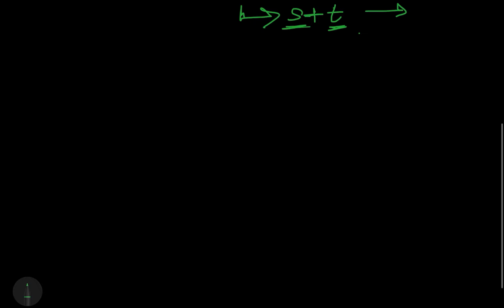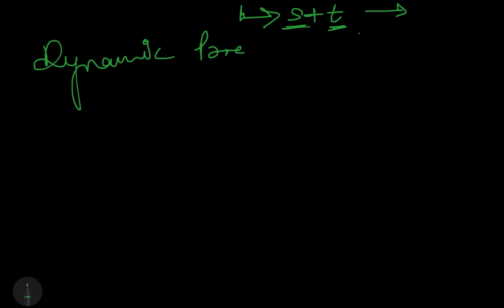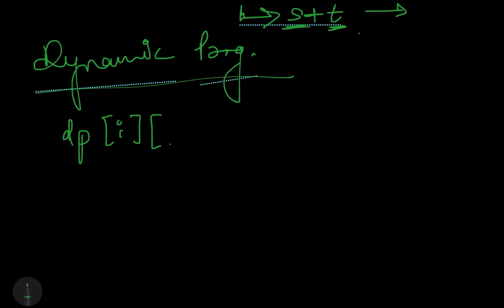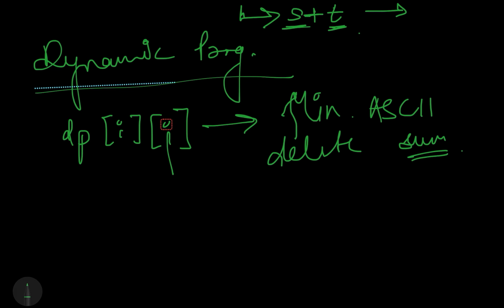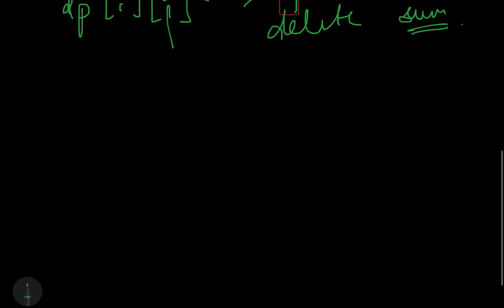Let's see how we'll do it. We'll approach this question using dynamic programming. In our DP of i and j, the last row and last column of our DP would contain the minimum ASCII delete sum. So let's see how we'll do it.